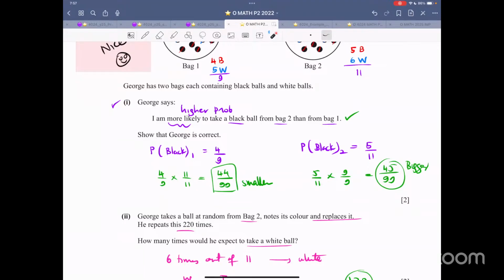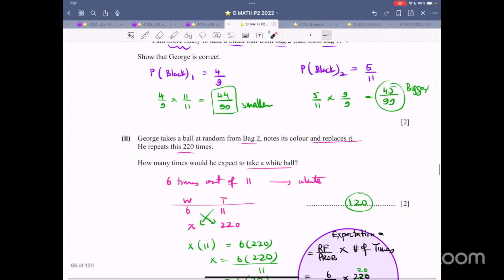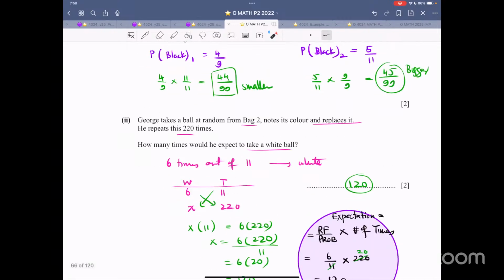So let's continue. We were talking about this question about George, and this part is done. The second part: George takes a ball at random from a bag, notes its color and replaces it. He repeats this 220 times. How many times would he expect to take a white ball?